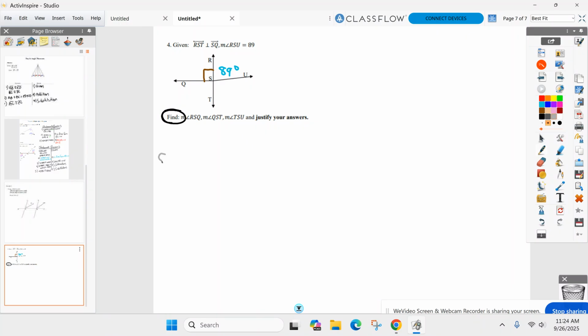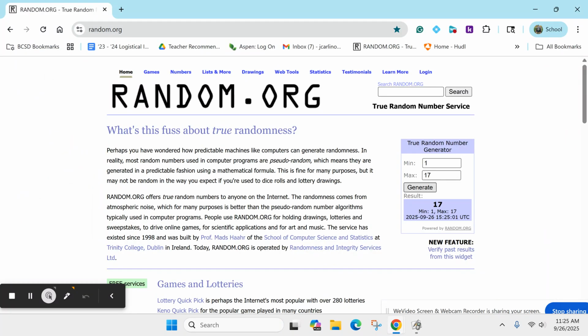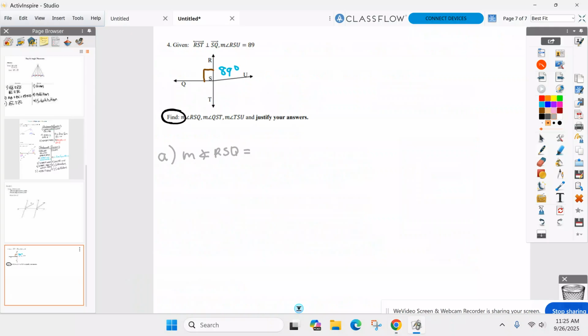All right, first one up. What is the measure of angle RSQ? Take a look at your diagram and the knowledge you have from this year. How many degrees are in RSQ? All right, Sakura, what do you think? 90 degrees. Good job, 90.